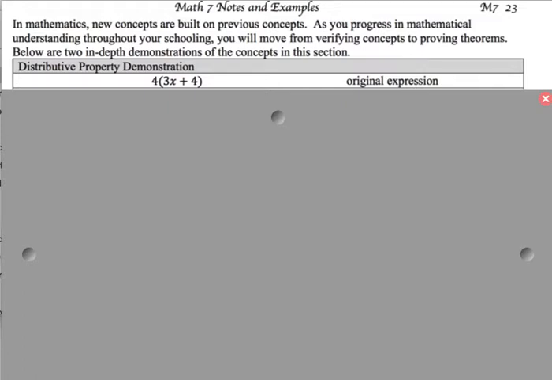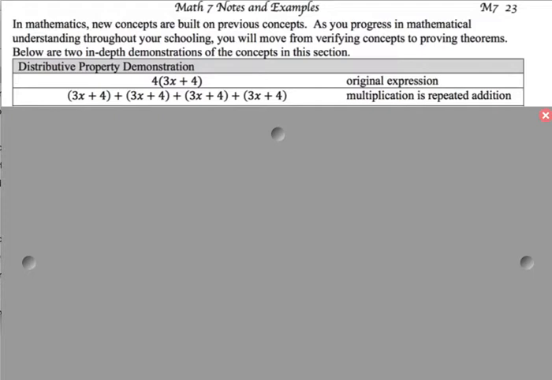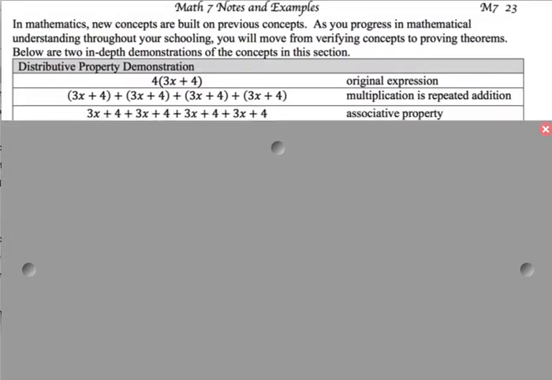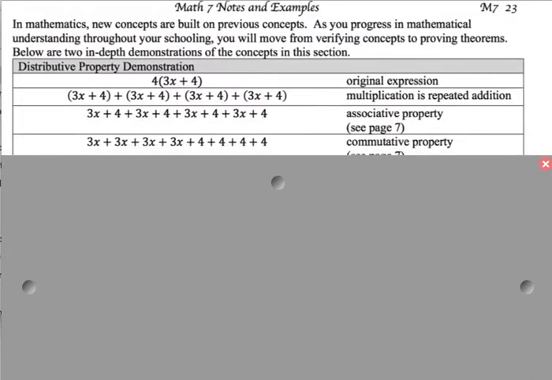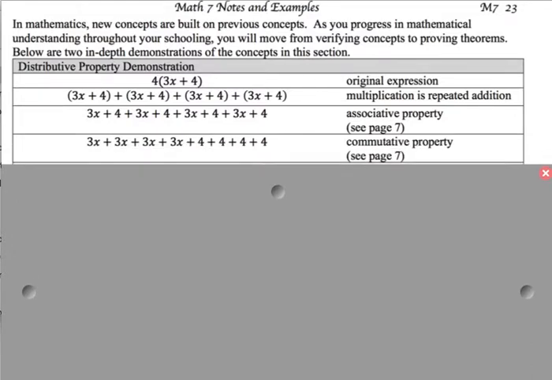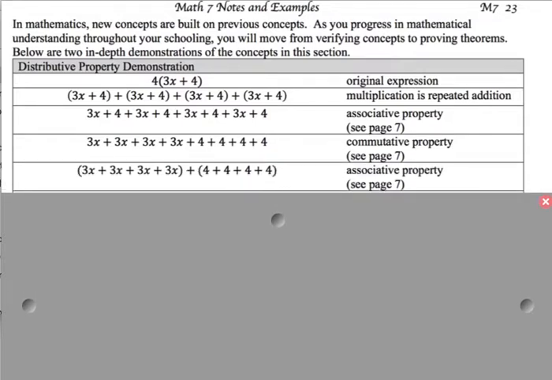First, we're going to use the definition of multiplication. 4 times 3x plus 4 is 3x plus 4 added together 4 times. I can remove the parentheses because of the associative property, and I can reorder them because of the commutative property. And you can go back to page 7 in your notes if you want to read up on those two properties. Reordering them, I've got 3x plus 3x plus 3x plus 3x and 4 plus 4 plus 4 plus 4. Then I'm going to associate them using the associative property. The parentheses aren't going to make a difference here.